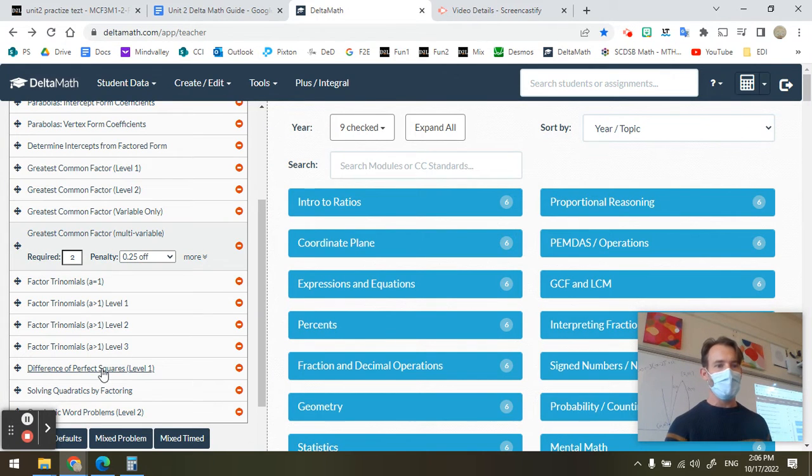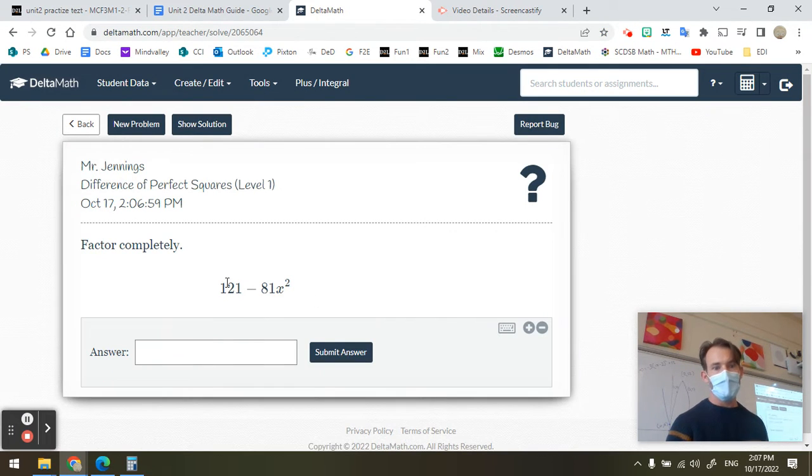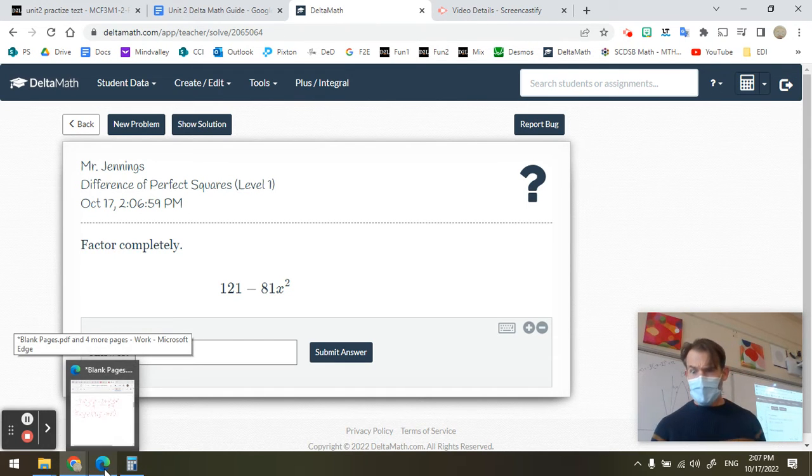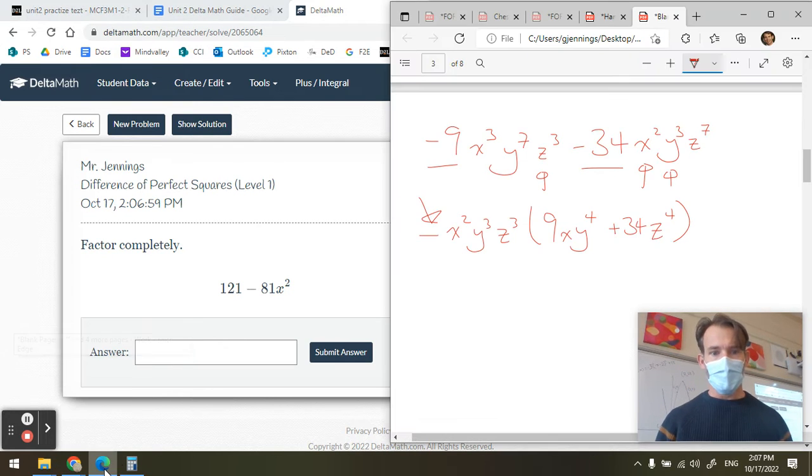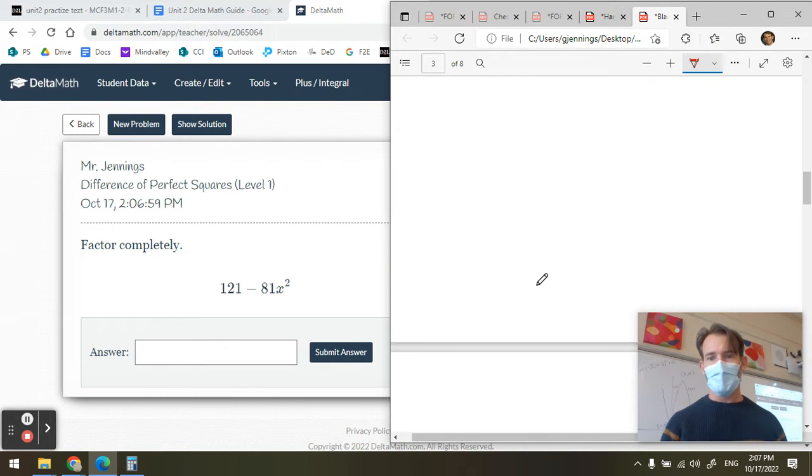Today we're looking at difference of perfect squares. These are special cases of factoring. They're not trinomials, they'll often be binomials, but they factor into binomial times binomial in a special way. Let's take a look at how.